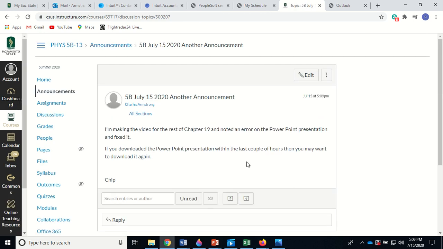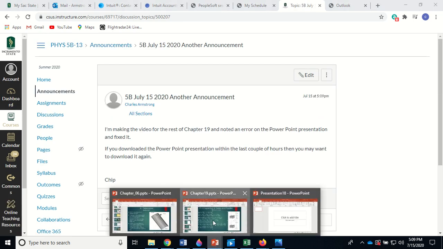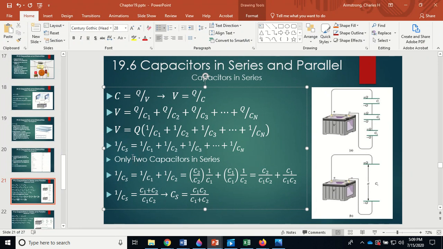Okay. All right. So this was the problem. See, this should be 1 over CS. See, it's V equals Q over C. Okay, so I needed to put 1 over the series capacitance is equal to 1 over C1 plus 1 over C2 plus 1 over C3. Okay, now, if we only have 2 capacitors, which is what you're going to have on exams, it becomes real easy. Just 1 over C series equals 1 over C1 plus 1 over C2.